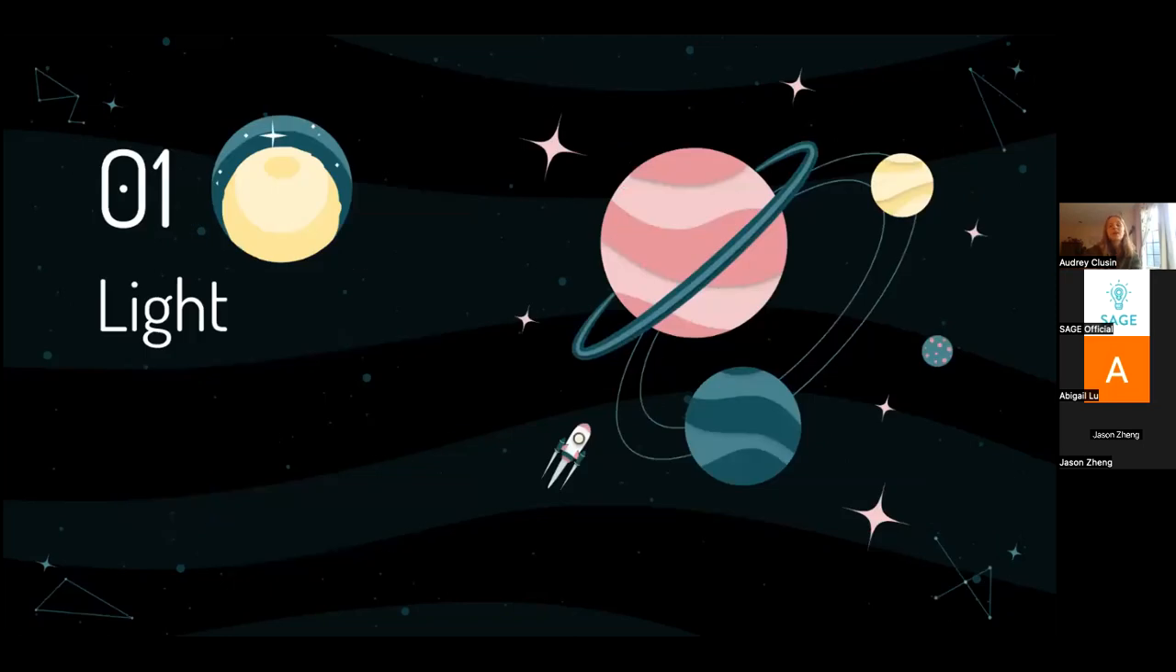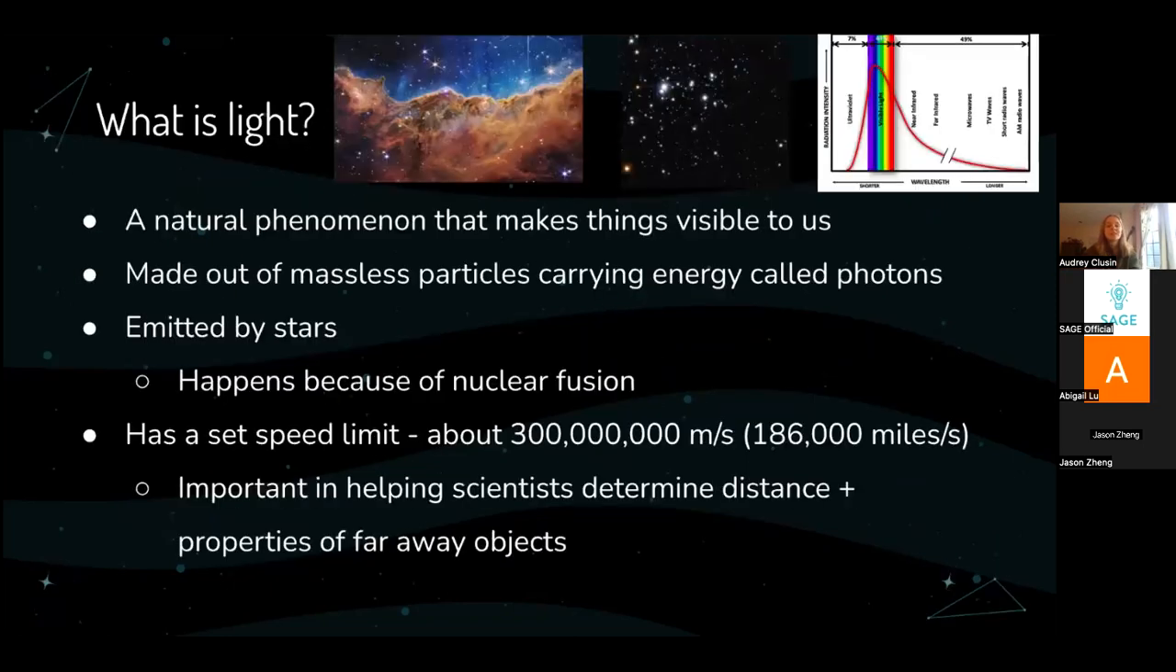all of that. Okay. So first of all, we're going to talk about light. So as we all know, light is a natural phenomenon that makes things visible to us. That's more of the human-centered definition of it. Specifically, it's a phenomenon that's made out of and caused by massless particles called photons that carry energy and travel throughout the universe. It's a pretty complicated topic.